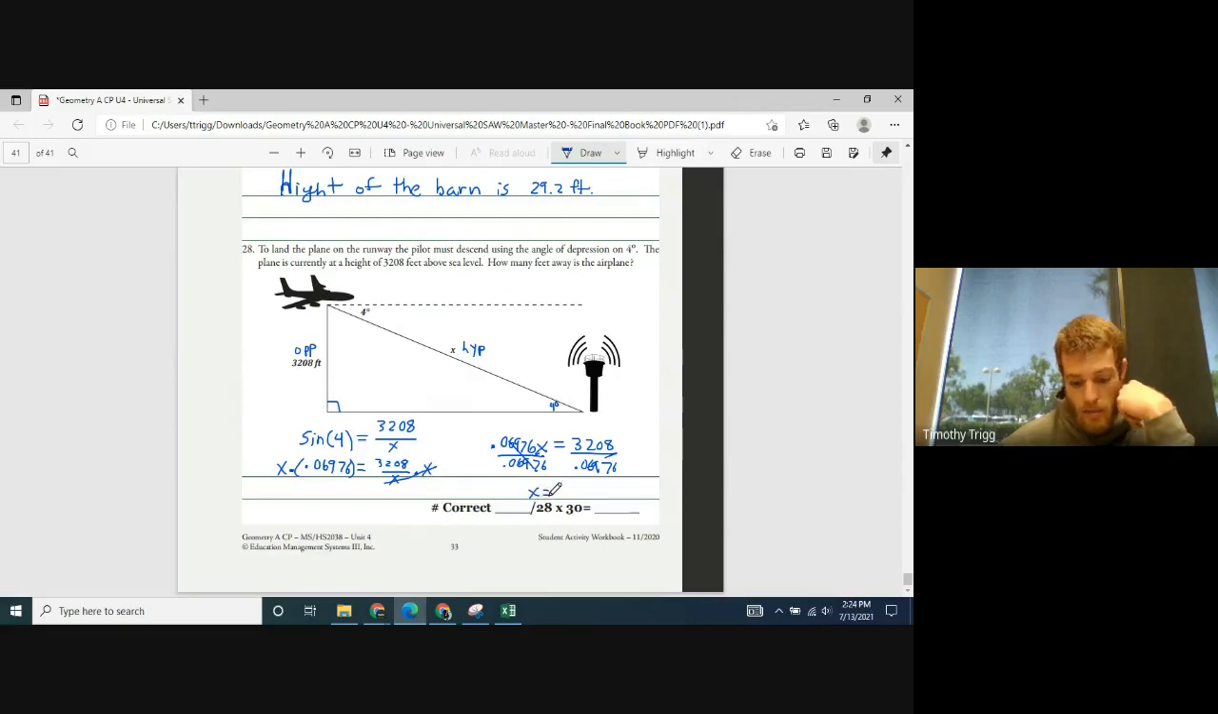So in this case, it's going to be 3,208 divided by 0.06976. Okay, so that gives me the length of x is 45,986 feet. Okay, and that's it.